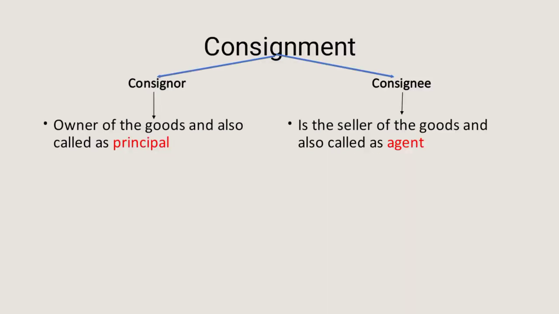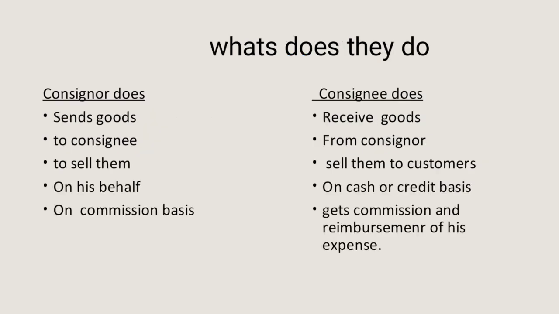Now, the consignment account has two parties. One is the consigner, another is the consignee. So, the owner of the goods is also known as the principal, is the consigner, and the seller of the goods is also known as the agent. Now, what do they do?